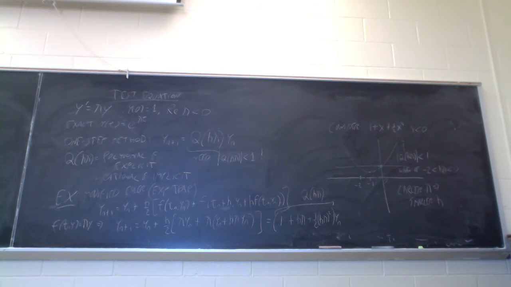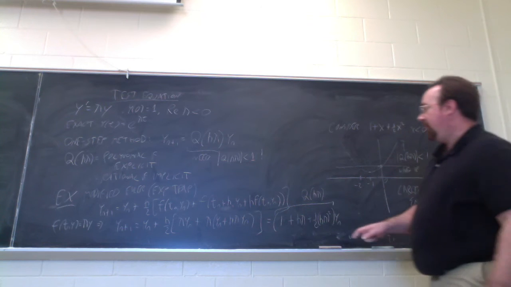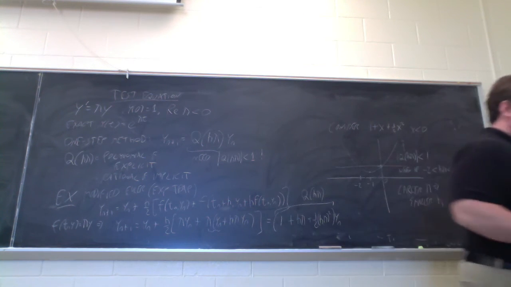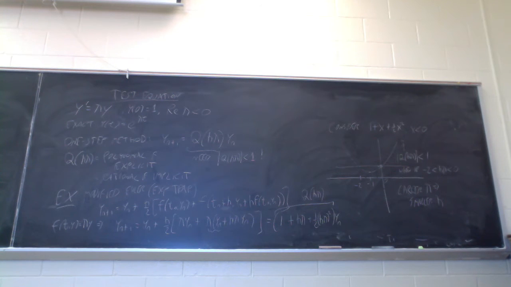So a question on that one. Yes? Where you got h times lambda in the middle, did you just do 1/2 of lambda y_n plus 1/2 of lambda y_n? Yeah, this term and this term I just put together. Okay, I wasn't sure. Yeah. Okay. Now. Okay. All right. That's an example of a one-step method.